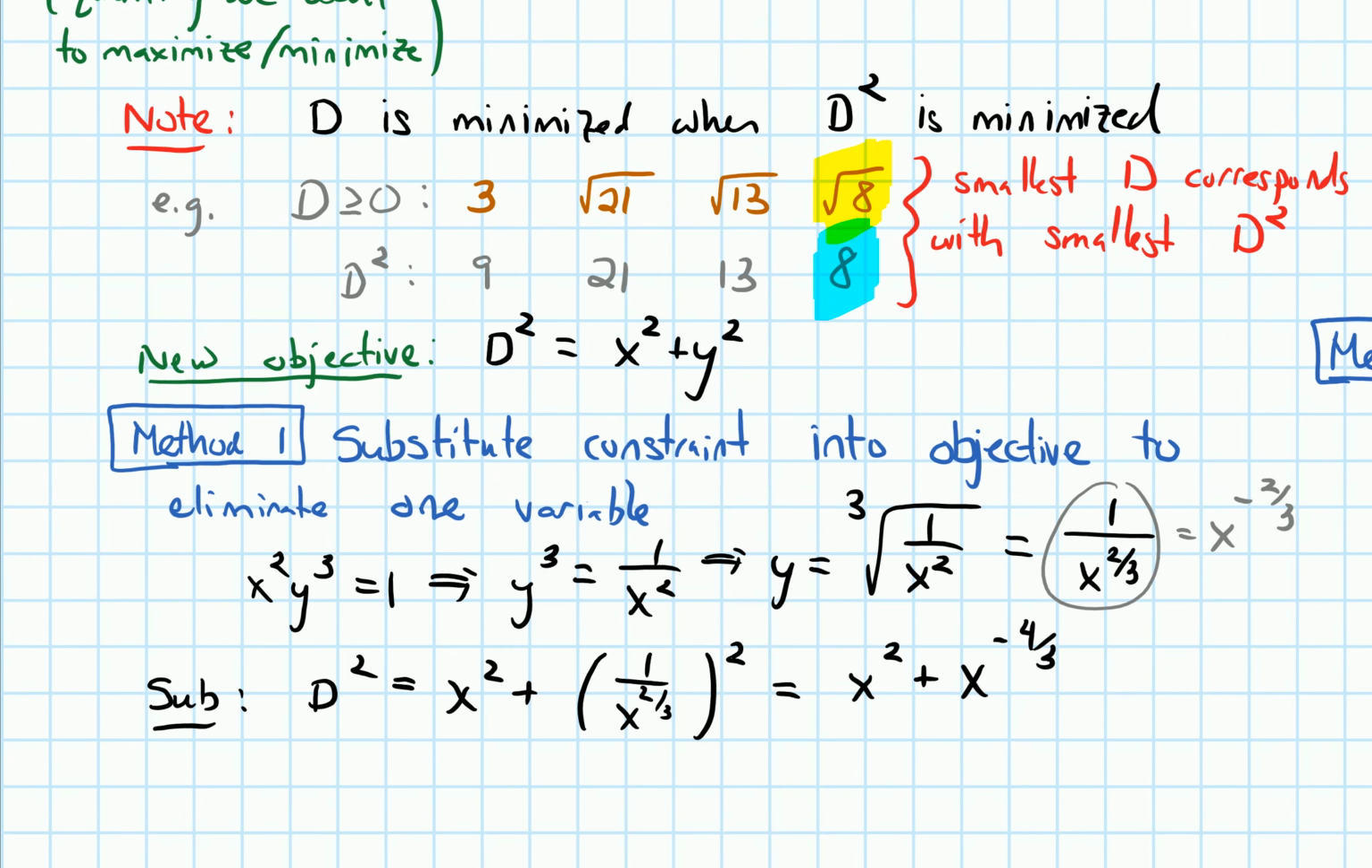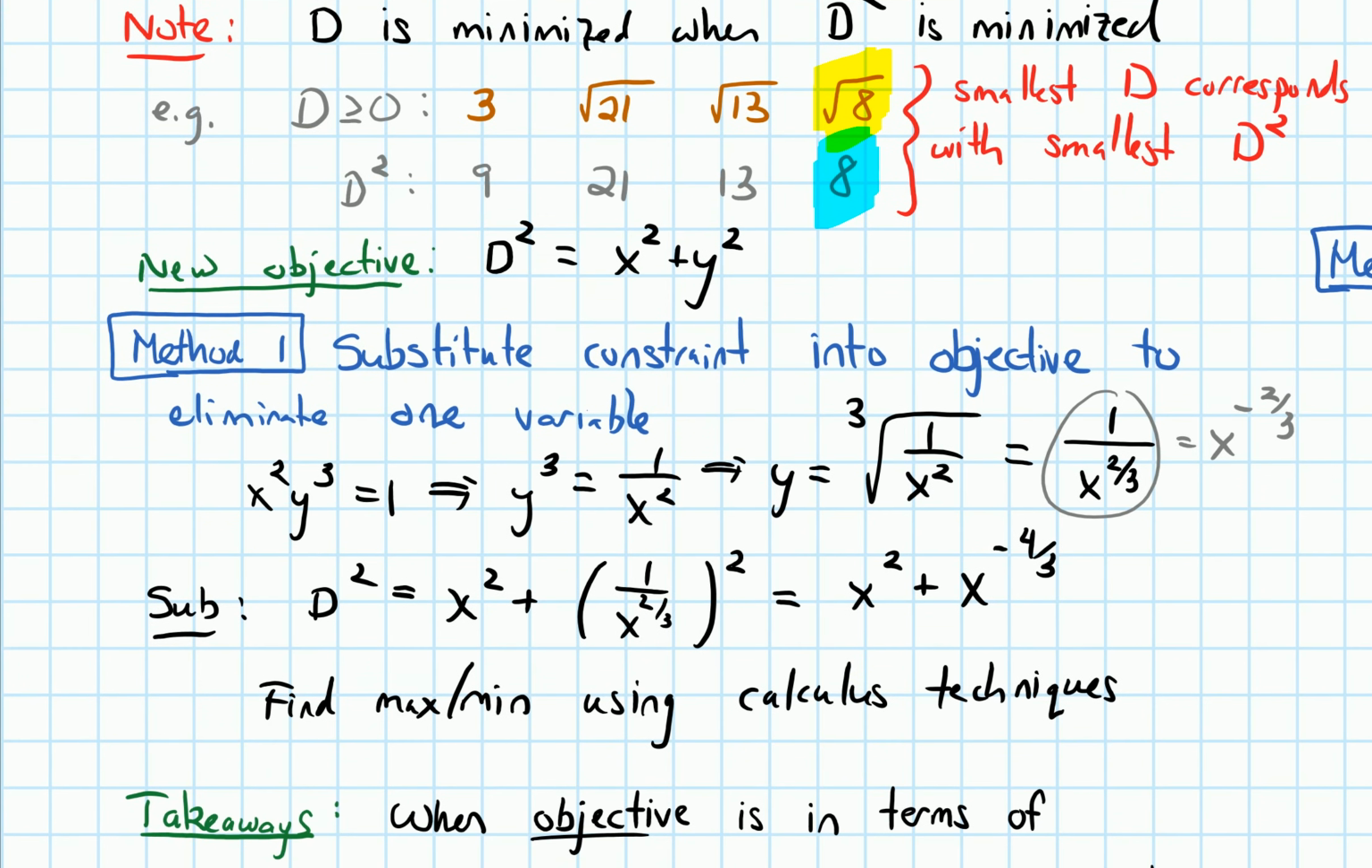It's in terms of one variable now. And at this point, we could find the max and the min using calculus techniques. By calculus techniques, I mean stuff that you would have learned in your first calculus class: taking the derivative, finding critical points, and then testing those critical points to see if they correspond to an absolute max or an absolute min. Okay, so I'm not going to carry that all the way through.